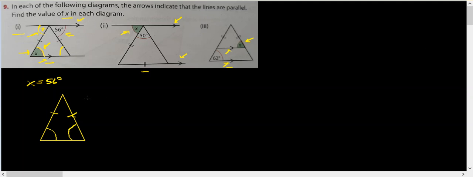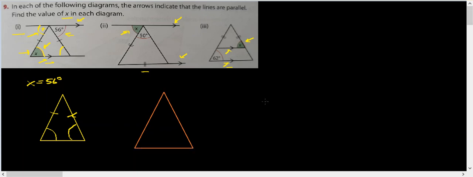Okay, so that's the first one that we've looked at. So let's have a look at the second one here. Again, we have a triangle. Let's just draw out the triangle. Let's use a different color. So the second one.